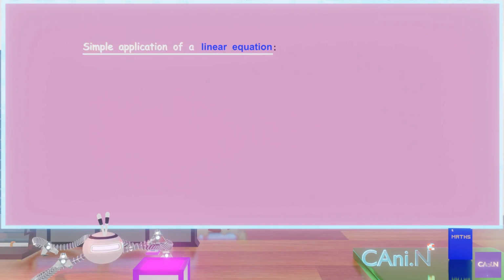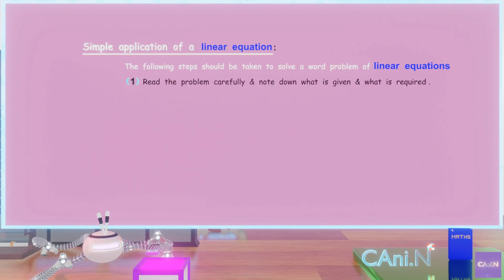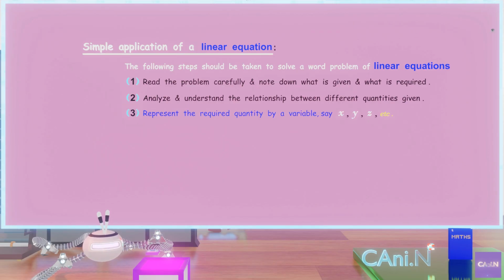Simple application of a linear equation. The following steps should be taken to solve a word problem of linear equation. Read the problem carefully, and note down what is given and what is required. Analyze and understand the relationship between different quantities given. Represent the required quantity by a variable, say x, y, z, etc. State the relationship as an algebraic equation. Solve the equation for the unknown quantity.